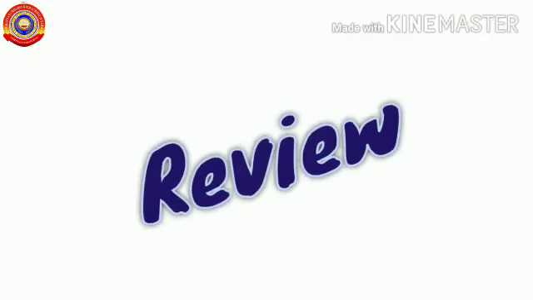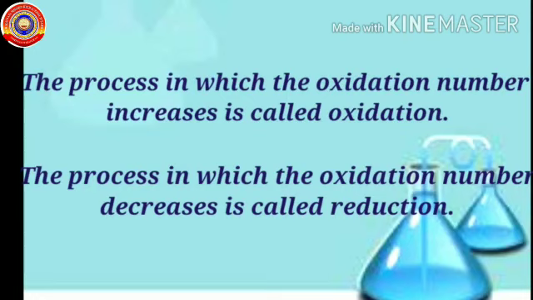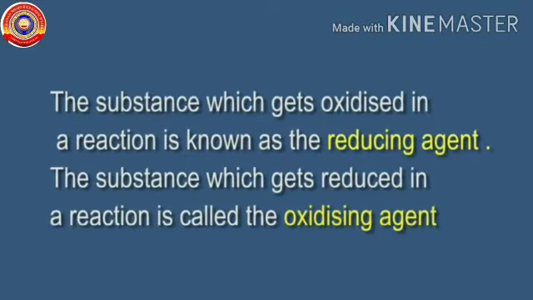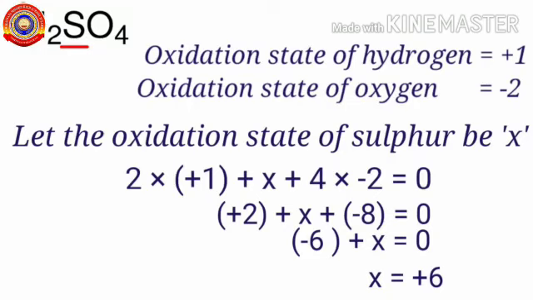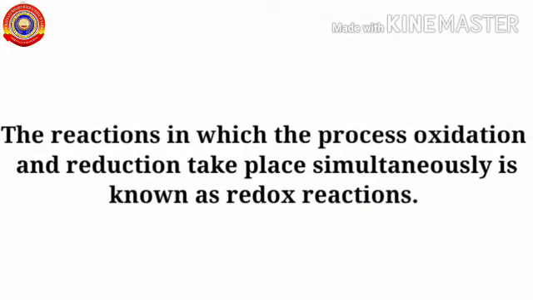Now it is time for recalling today's portions. We learnt about oxidation number in terms of oxidation and reduction. The process of increase in oxidation number is called oxidation, whereas the decrease in oxidation number is called reduction. The substance that gets oxidized acts as a reducing agent, and the substance that gets reduced acts as an oxidizing agent. Then we learned how to determine the oxidation number of an unknown element. Later we learned about redox reactions, in which the processes of oxidation and reduction take place simultaneously.